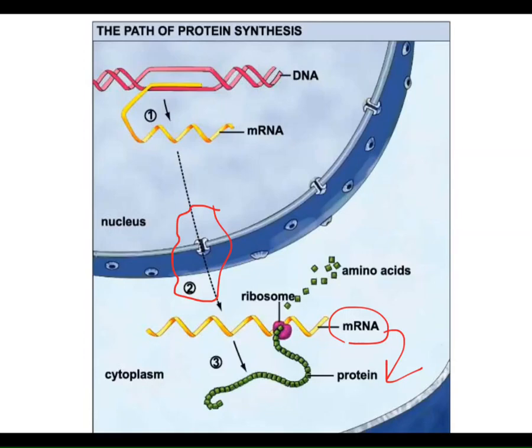Now, in order for translation to occur, what must be available out in the cytoplasm? Amino acids, right? There must be the building blocks, because we know that proteins are made of amino acids, so there better be amino acids out there. How many different amino acids are there? 20. So all 20 amino acids must be floating in your cells.